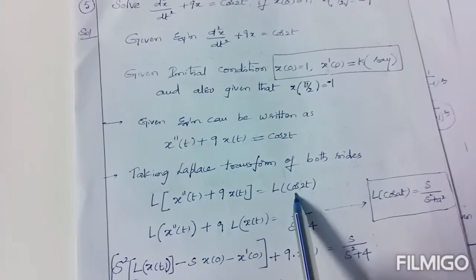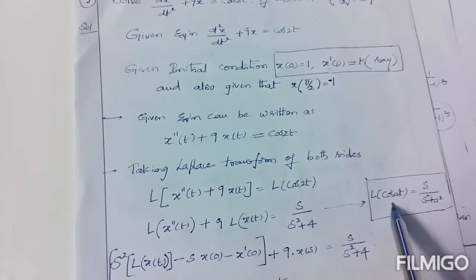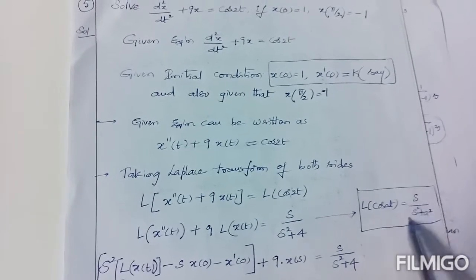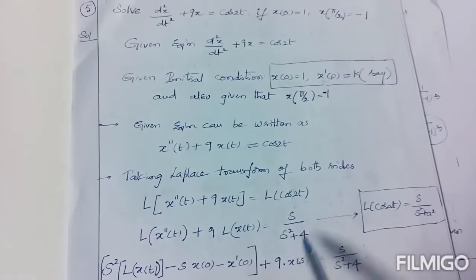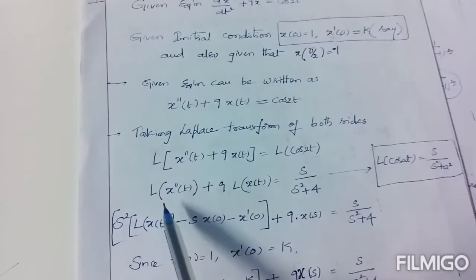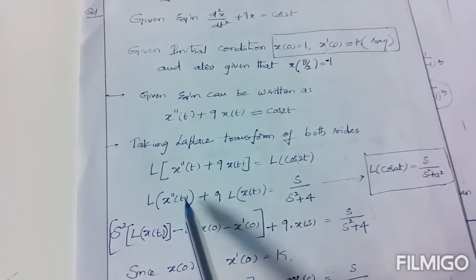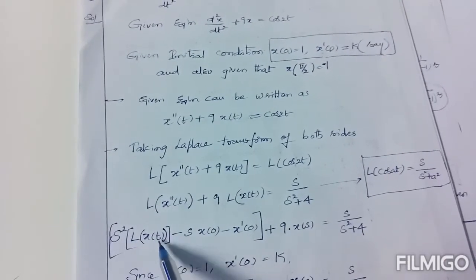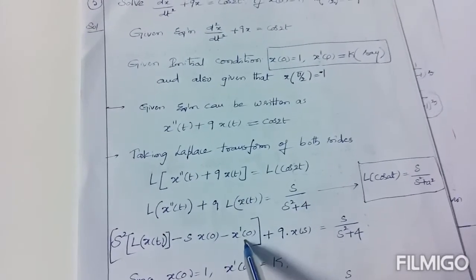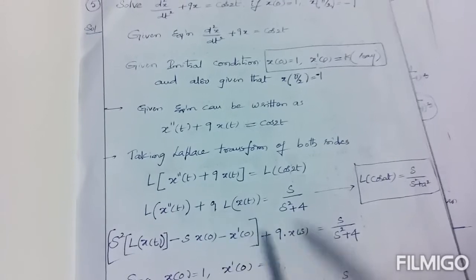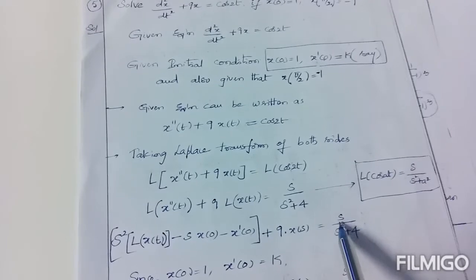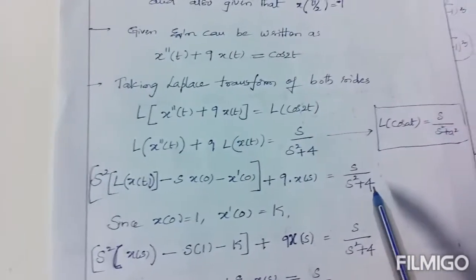Cos 2t is exactly similar to L of cos at form. L of cos at equals s by s square plus a square. As per this, we get s by s square plus a square, where a is 2, and 2 square is 4. Now the formula for L of x double dash of t is s square into L of x of t minus s into x of 0 minus x dash of 0, plus 9 into L of x of t, also written as x of s, equal to 9 s by s square plus 9.